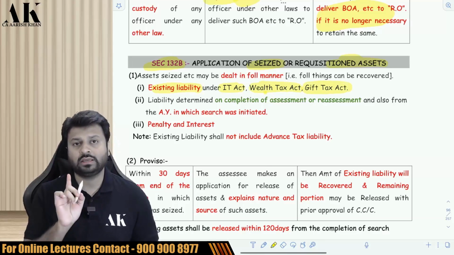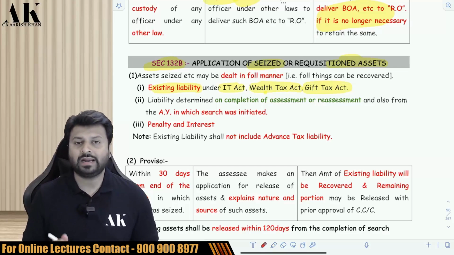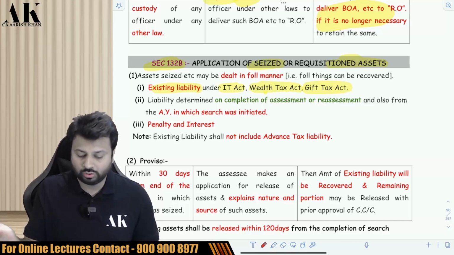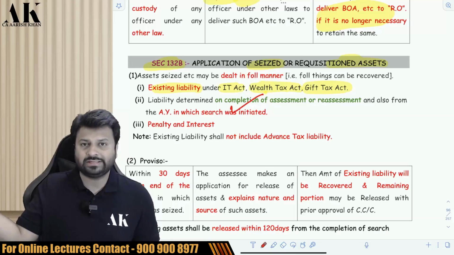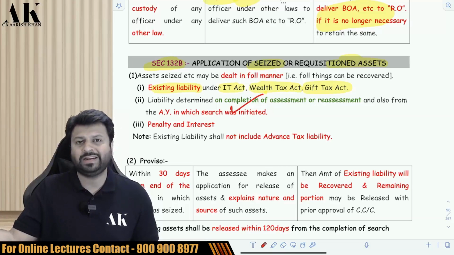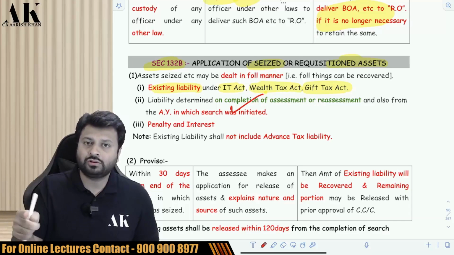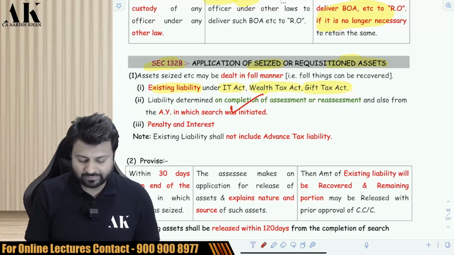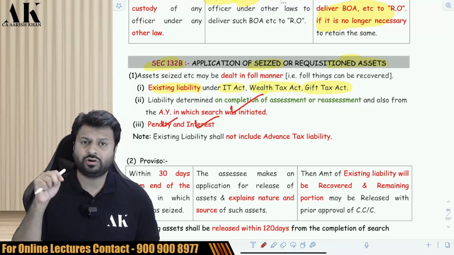They can recover your gift tax liability out of your seized asset. They can recover all these things. Apart from that, there will be an assessment which will be done on you, so they will recover that liability also. That is the new assessment. That is, the 147 assessment will be done after search and seizure is completed, so that whatever liability comes in that search and seizure assessment will also be recovered out of the seized asset. Plus, they will also recover penalty and interest on your taxes.